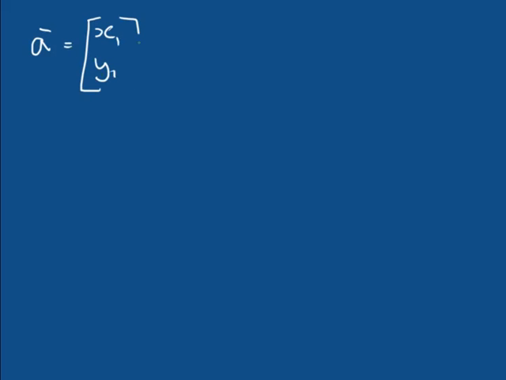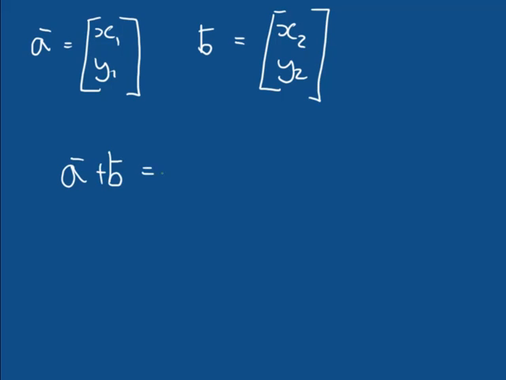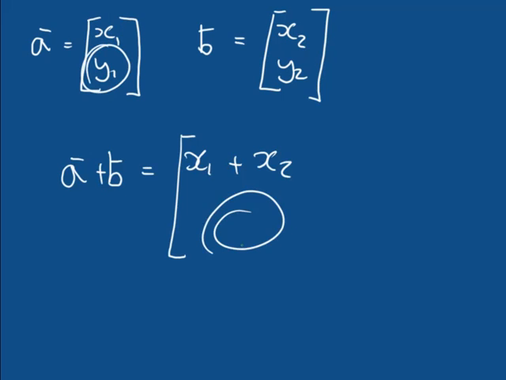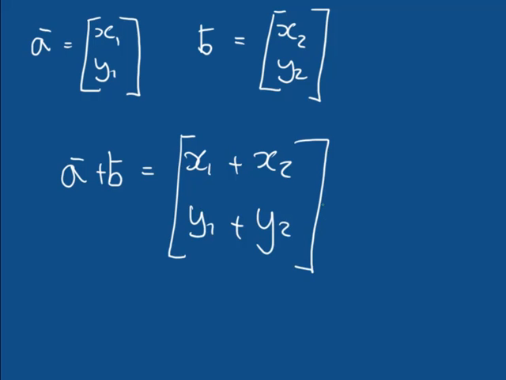x1, y1, and a vector B equal to x2, y2, we saw that A plus B is equal to a vector, and the vector's components, the first component of our result, is equal to the first component of A added to the first component of B, so it's equal to x1 plus x2. The second component of our result is equal to the second component of A added to the second component of B, so it's equal to y1 plus y2. So this was our 2D case of vector addition.